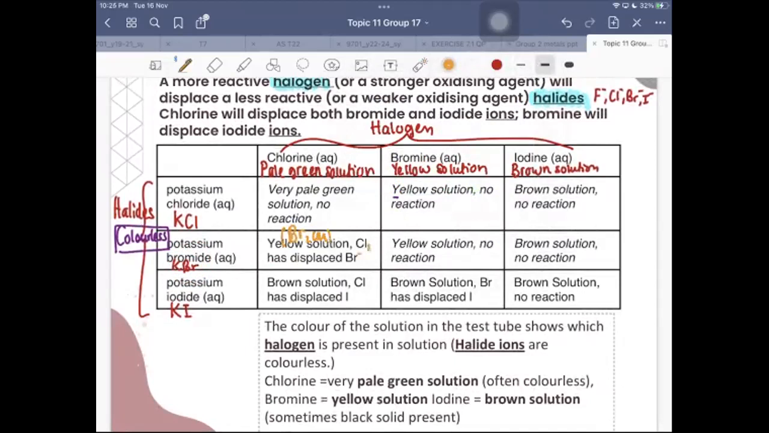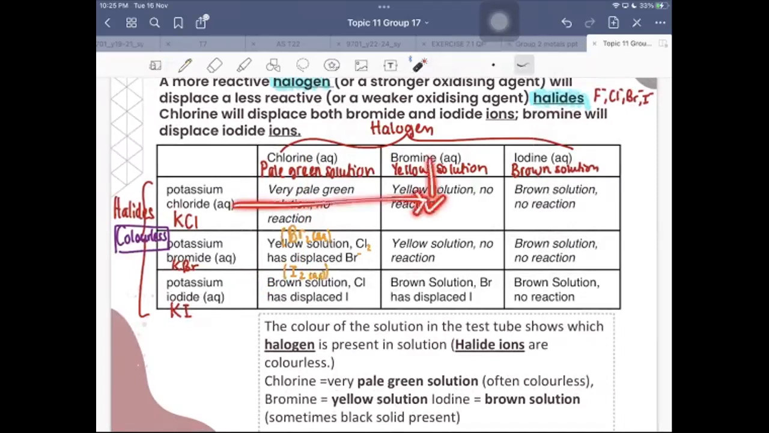Okay, next, chlorine reacting with potassium iodide. Chlorine is a stronger oxidizing agent. Iodide is weaker. Okay, so what happens? Chlorine can displace iodide to form iodine. So here again, the brown solution is due to the formation of aqueous iodine. Right? Next row and next column.